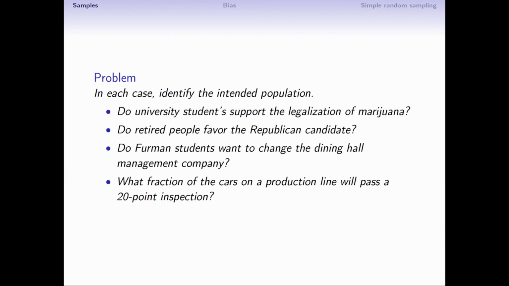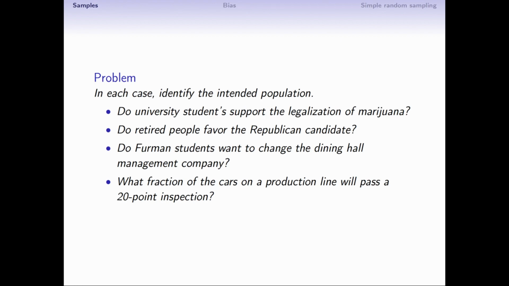of interest? So for instance, we could be studying the question, do university students support the legalization of marijuana? Suppose we saw the report of such a study. It would be wrong to think about this study as saying something meaningful about all the people between, let's say, ages of 18 and 22. The intended population for this study is university students and whether or not they support the legalization of marijuana. So the population here is clearly university students, and the question of study is whether or not they support the legalization of marijuana.